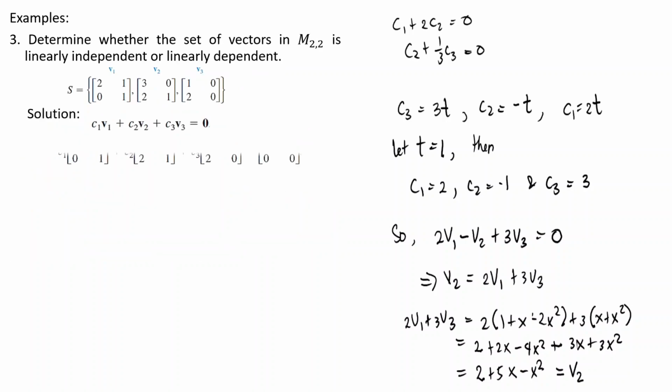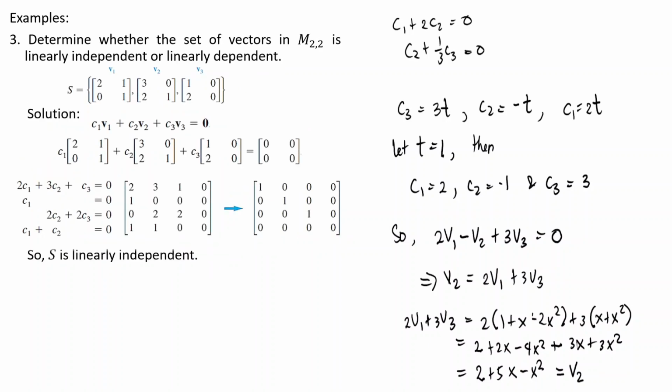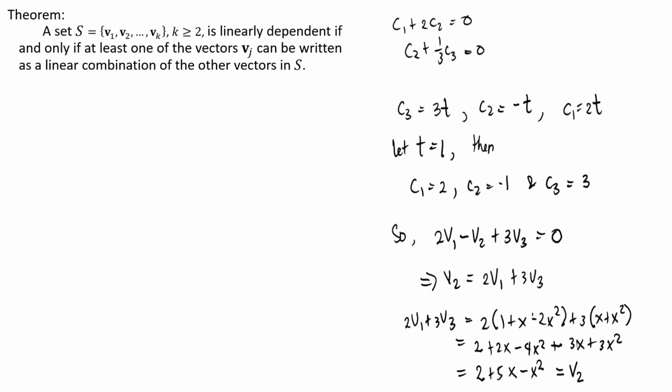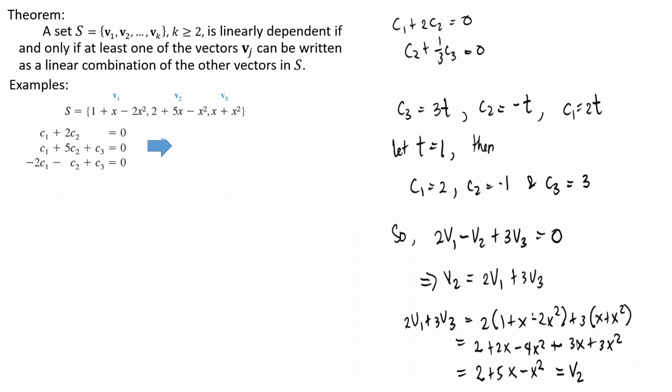Okay, so let us go back to our example. We have shown this theorem in this example. Again, this is linearly dependent, and we can write v sub 2 as a linear combination of the vectors v sub 1 and v sub 3.